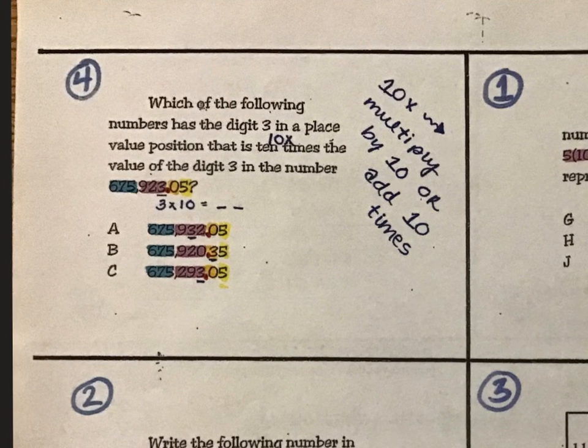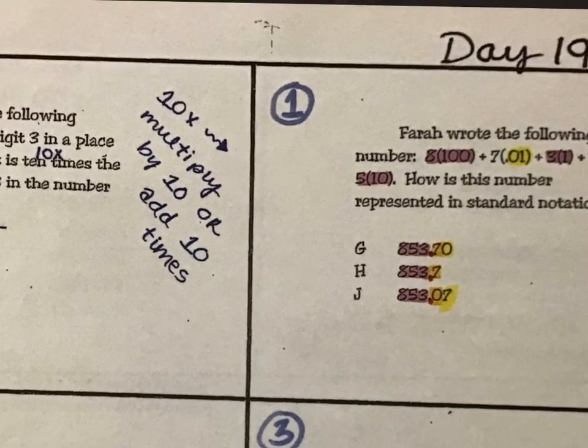Which of the following numbers has the digit 3 in a place value position that is 10 times the value of the digit 3 in the number 675,923 and 5/100ths?